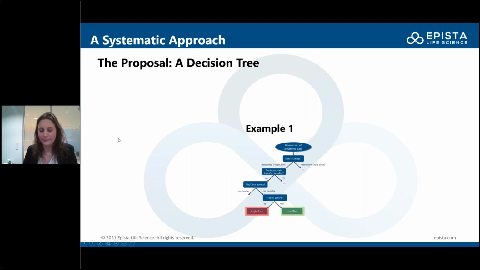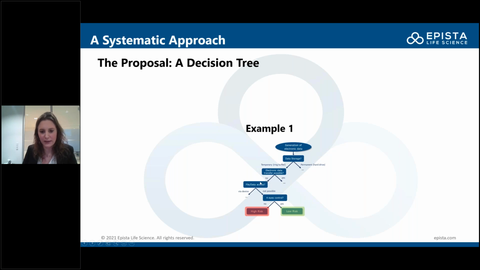So let me give a few examples of that. Again, these are just snips out of a tree. There are a lot of paths, of course, left and right, and there may also be some questions in between, but just to give a bit of an idea. So here, first example, very simple equipment. We have a system that creates electronic data, and the question is, how is data stored? Is it permanently on a hard drive or is it temporarily stored on a ring buffer? Okay, it's a simple equipment. It only has a ring buffer. Okay, then the question is, can we somehow transfer that data? Can we connect it to any system that we have? Well, no, we can't. It's a standalone system.